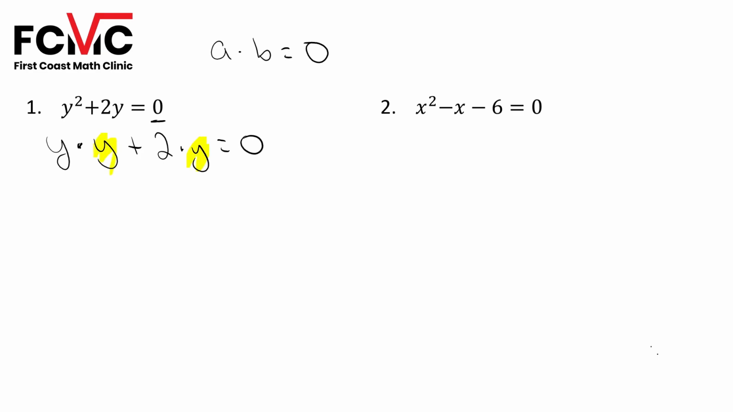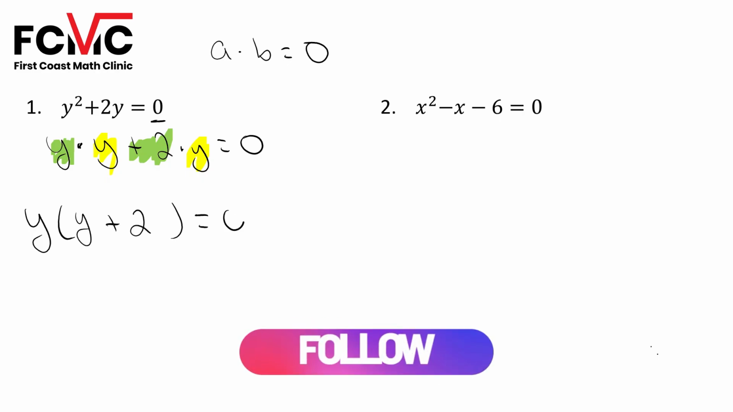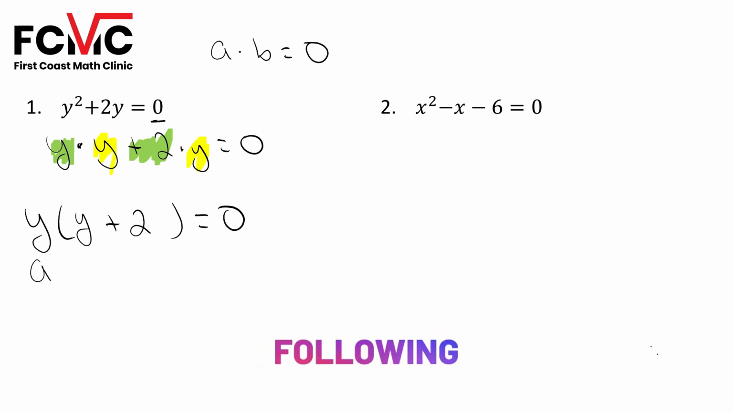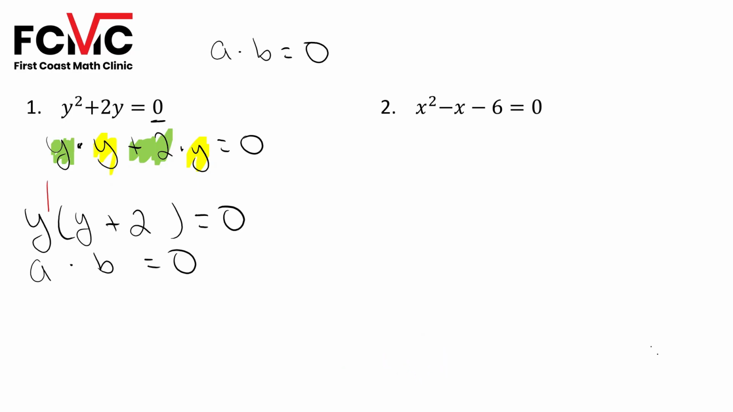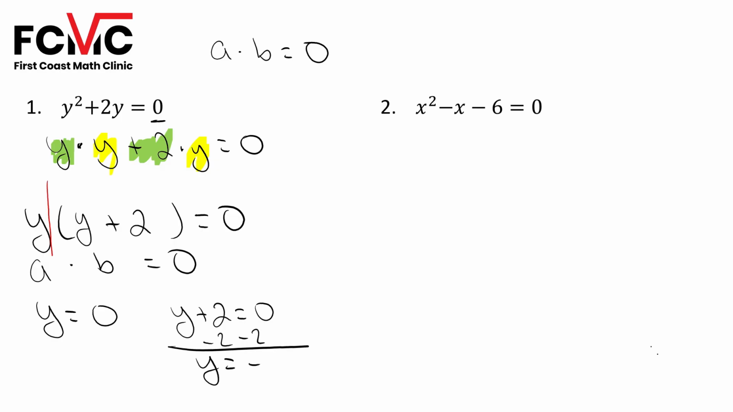So we've got a y and a y that we can factor out, and we can keep the y plus 2 in our parentheses, equals 0. So now this y is our A quantity, and y plus 2 is our B quantity. So now we can factor this where they're being multiplied and set up our two equations: y equals 0, y plus 2 equals 0. Let's solve y plus 2 equals 0, so I'm going to subtract 2. I get y equals negative 2, so my solution is y equals 0 and negative 2.